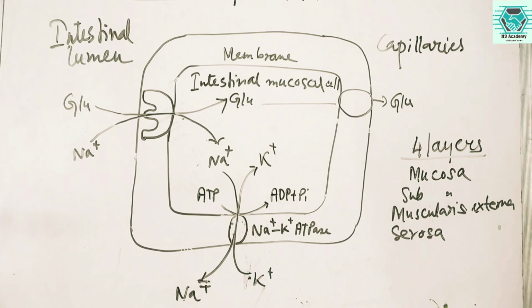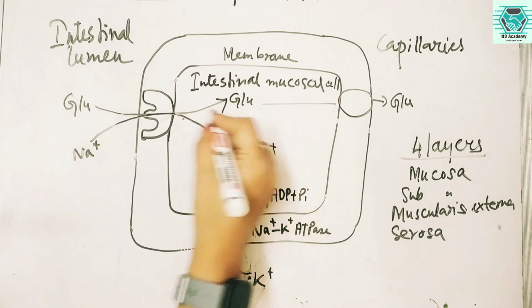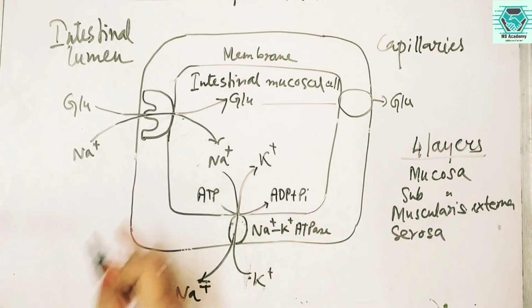Thus Na+ diffuses into the cell and drags glucose along with it. You can see the process. The intestinal Na+ gradient is the immediate energy for glucose transport. So this is the main thing.